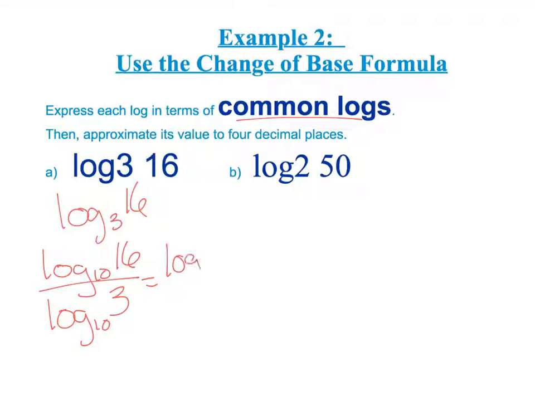And remember, since it's log base 10, I don't have to write the base. That's the common log. So that's log base 10 of 16 over log base 10 of 3, or just log 16 over log 3. And that I can put into my calculator. And what that becomes is 2.56.